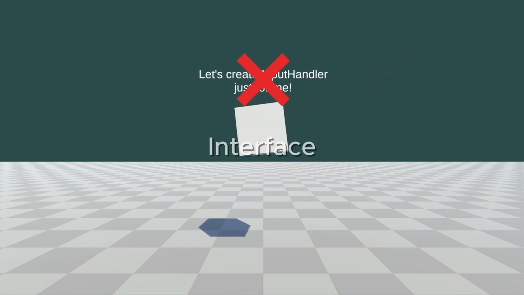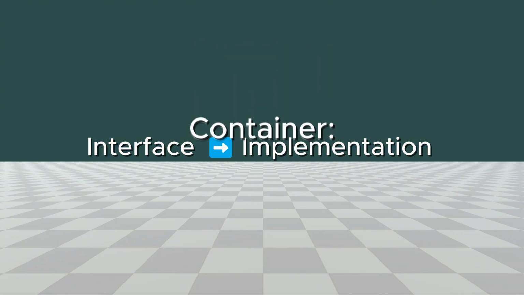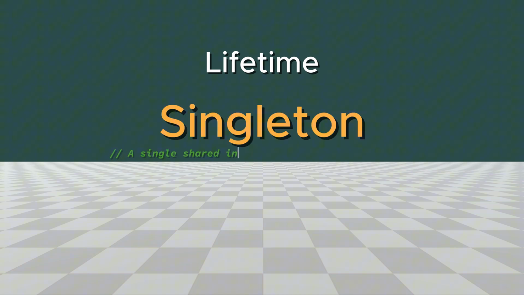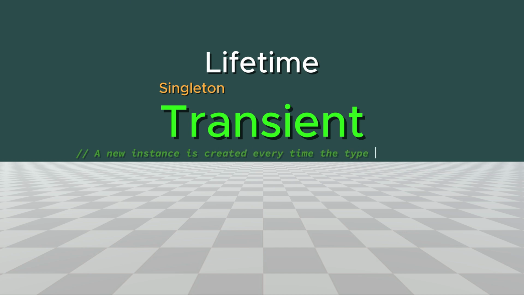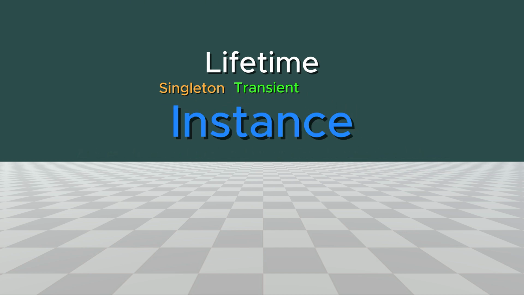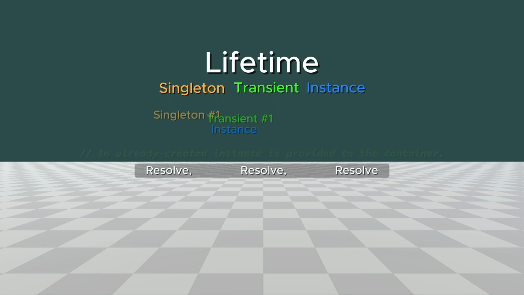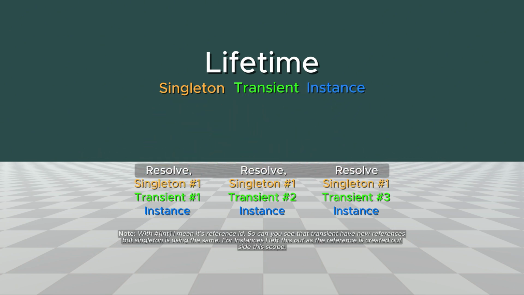For those who don't know, dependency injection is a creational design pattern where objects receive dependencies they need from the outside rather than creating them internally. You bind interfaces to their concrete types in a container. When binding, you also define the lifetime, which controls how and when instances are created. As singleton, a single shared instance is created and reused. As transient, a new instance is created every time a type is resolved. Or as instance, an already created instance is provided to the container. Then, when you resolve a type from the container, it returns a corresponding implementation.